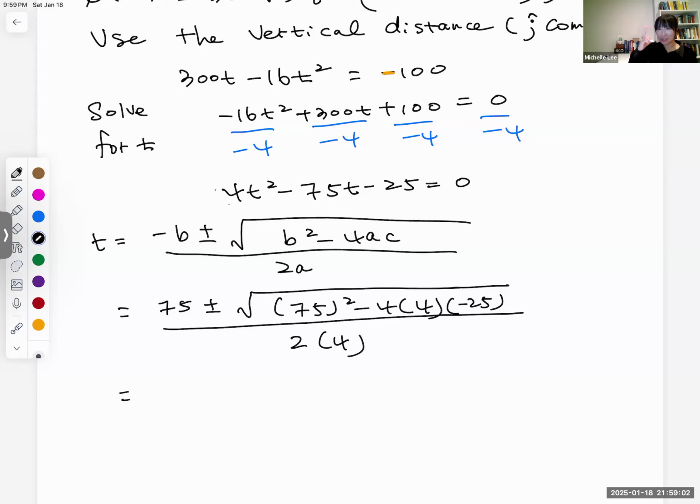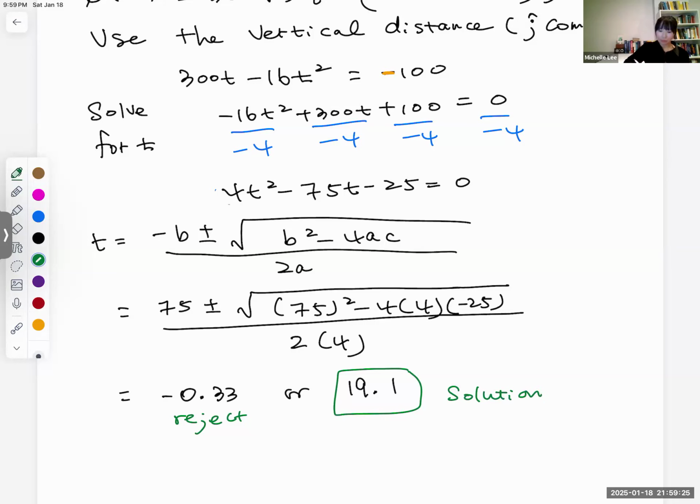Okay, so we have two answers. One is negative 0.33 or 19.1, right? We cannot have time as a negative, so we reject this one. And we take this solution, time. All right, it's seconds, right?